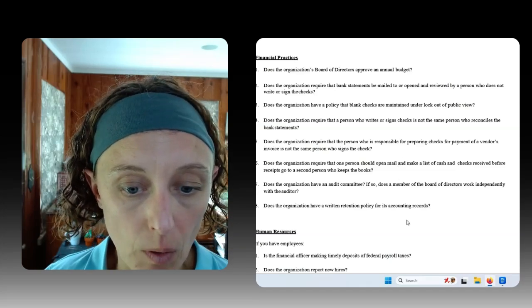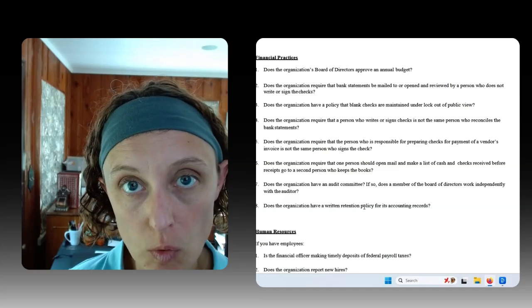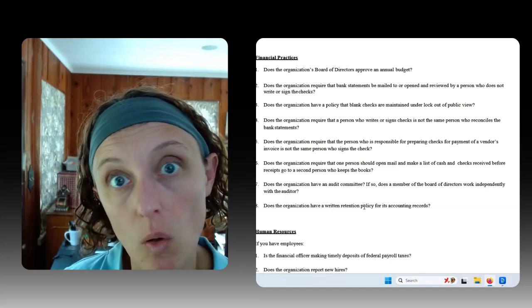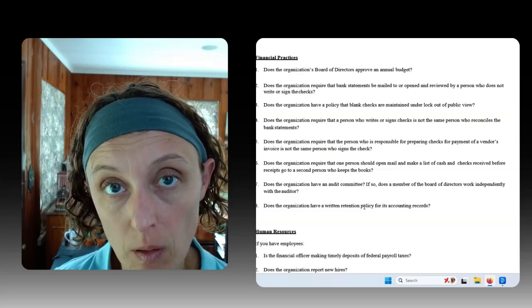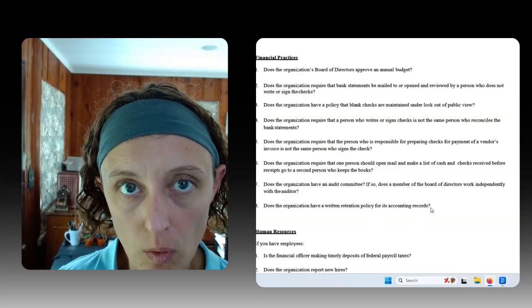And then a retention policy. You probably want to approve some sort of policy for your records. This can go for all sorts of records, but specifically for bank statements and things like that, just write a policy. Like, how long do you hold on to things?